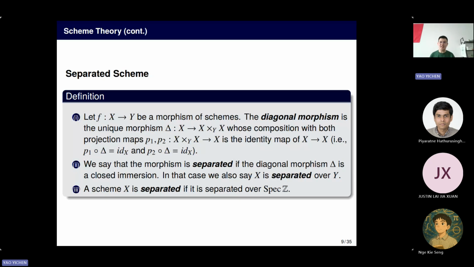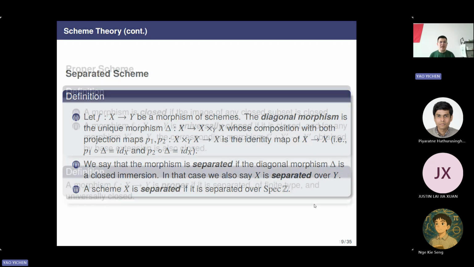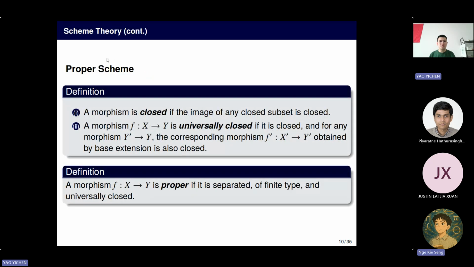This is because for every ring, we have a homomorphism from Z to the ring, and the spectrum is a contravariant functor. So we have a map from Spec R to Spec Z, and after that we glue it so it becomes a scheme. And then we define a proper scheme.